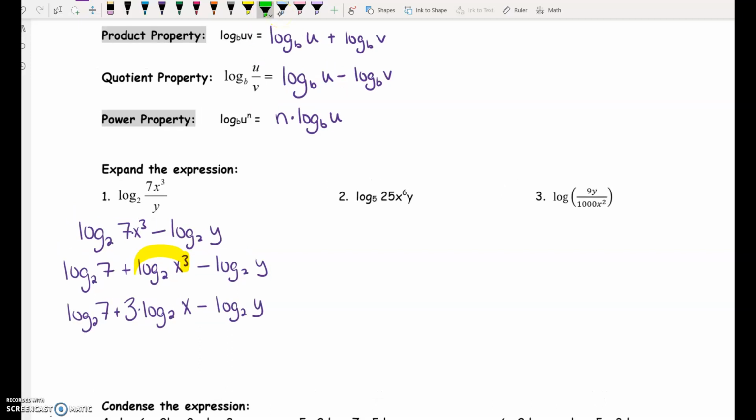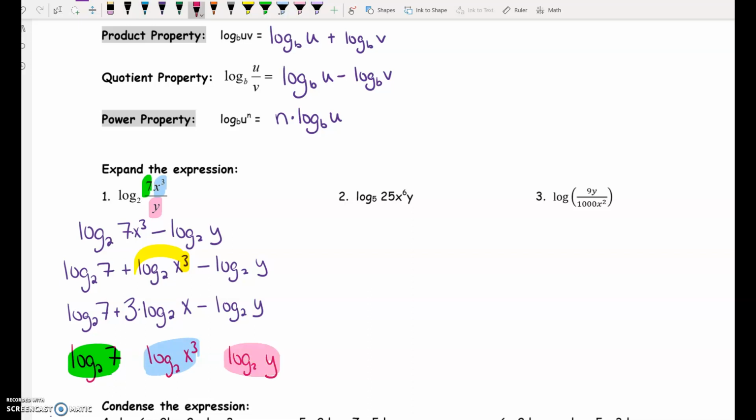So my shortcut is I notice that there are 3 things inside this log. So I'm going to go ahead and write 3 separate logs. I'm going to do this in pink. I'm going to write log base 2 of the first thing, log base 2 of the second thing, log base 2 of the third thing. Okay, so that's my first thing, my second thing, and my third thing.